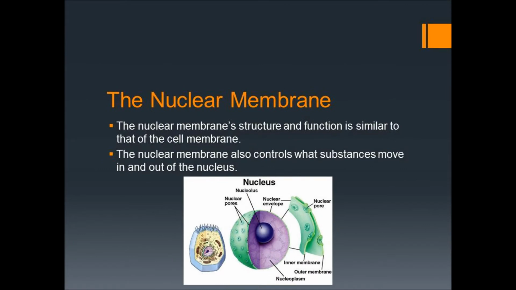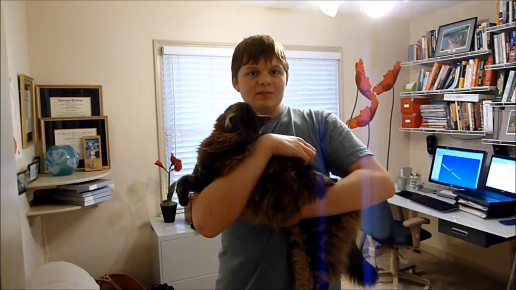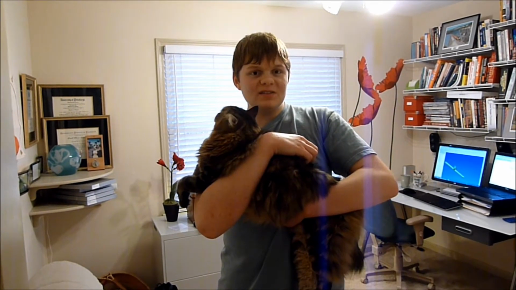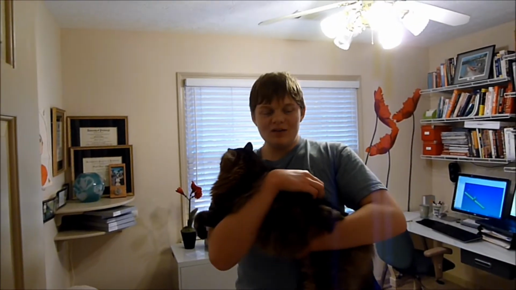The nuclear membrane's structure and function is similar to that of the cell membrane. The nuclear membrane also controls what substances move in and out of the nucleus. In order to protect the DNA, the nuclear membrane only allows certain substances to enter the nucleus. This is kind of like the office door because it keeps the cats out of the office.